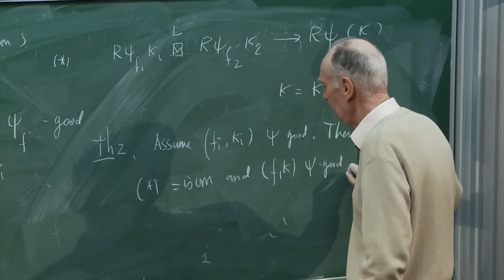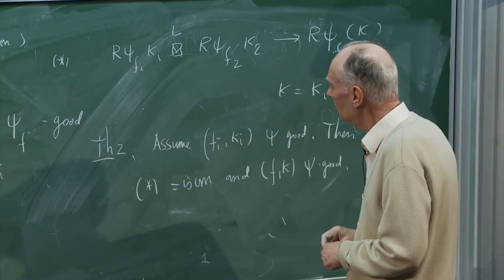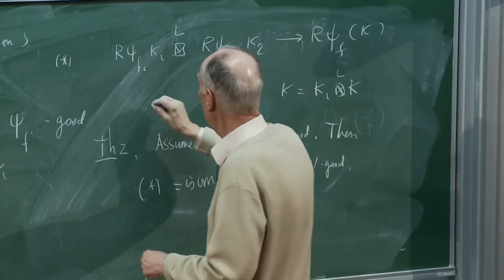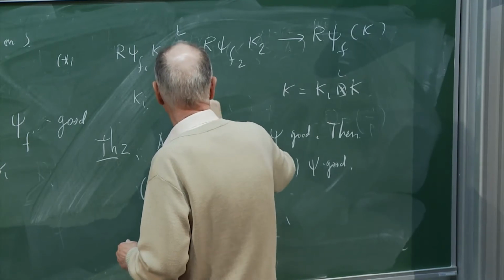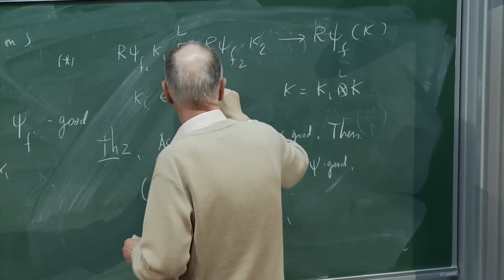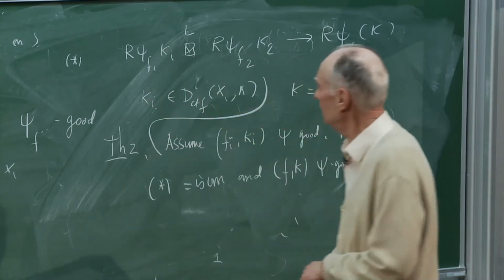Do you assume that one of them is finite Tor dimension to make it bounded, or not? So Ki, I'm sorry, Ki are D^b_c, yes. Thank you. Yes, thank you.